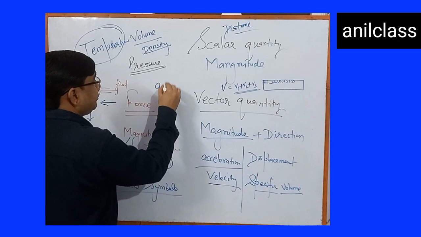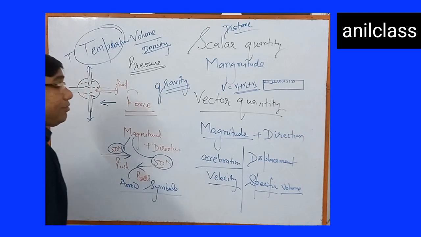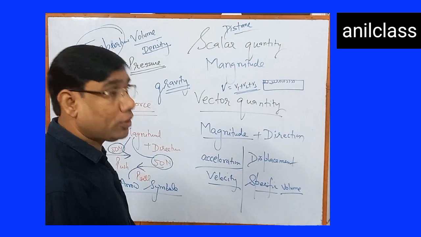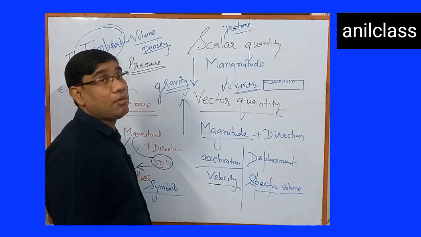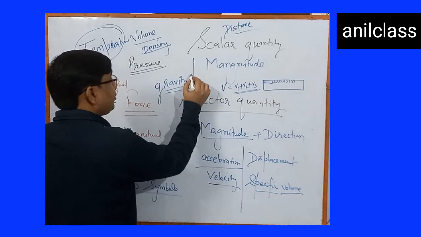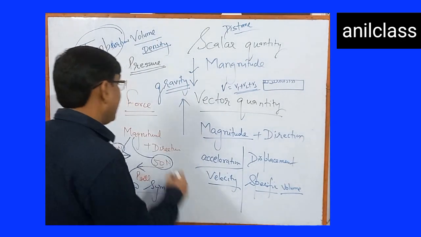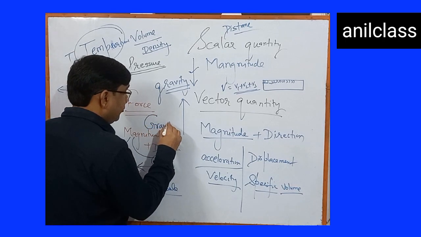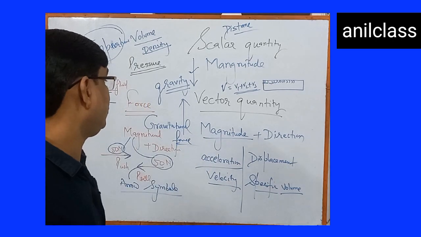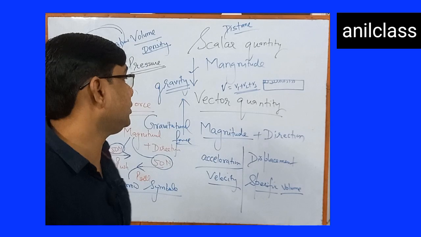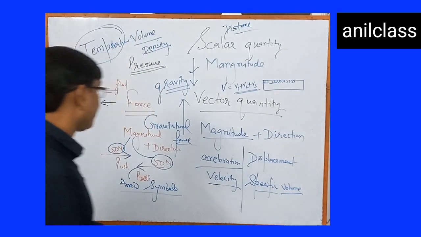Now tell me about gravity. You know that gravity has a fixed direction. Gravity is applied in this direction, not in upward directions. So gravity is always applied in a downward direction. So what is gravitational force? Is it a vector quantity or a scalar quantity? You know that gravitational force is a vector quantity.